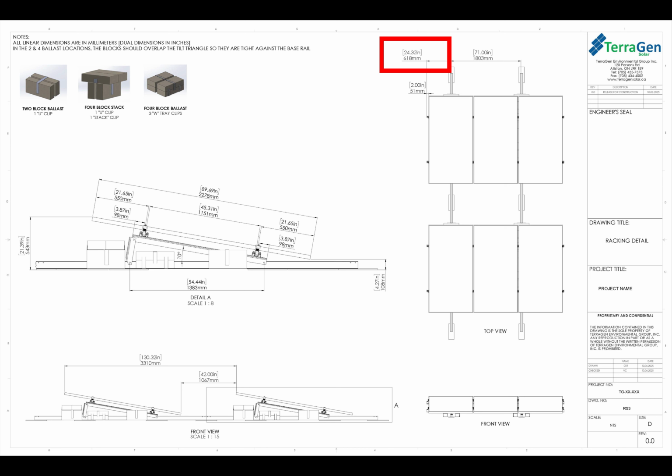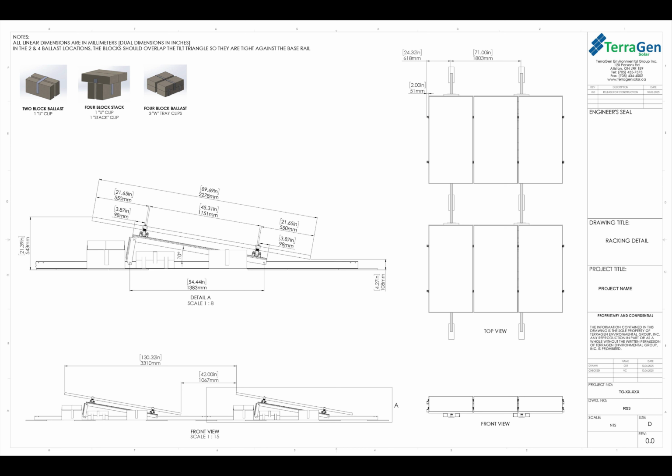On the top view again, you'll see that 2 inches that I mentioned earlier. This is from the edge of the module to the starting point of the top rail. This allows for any expansion in the system and stops the end clamps from falling off of the system.